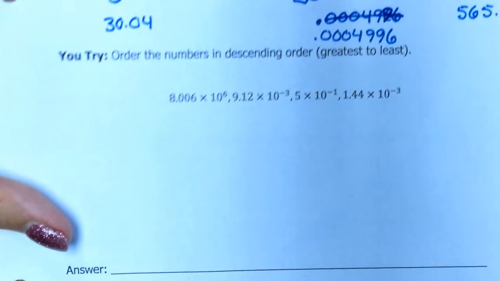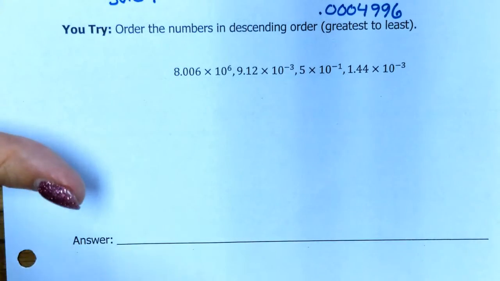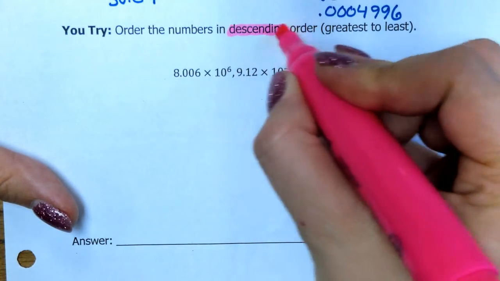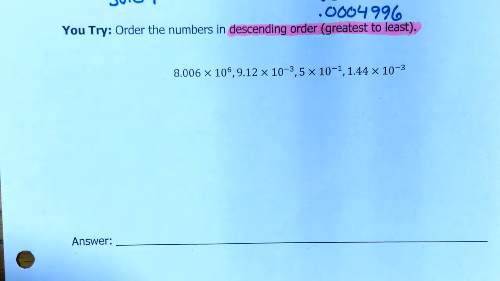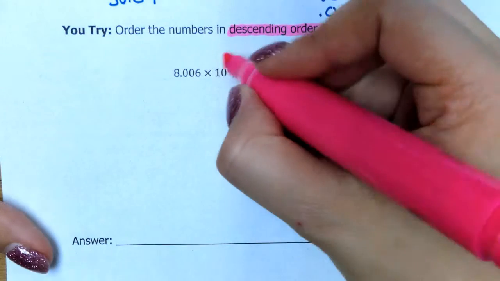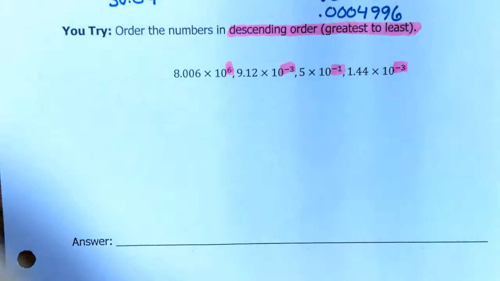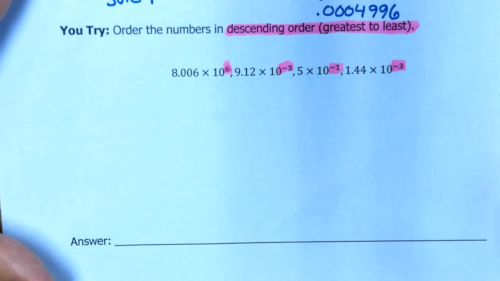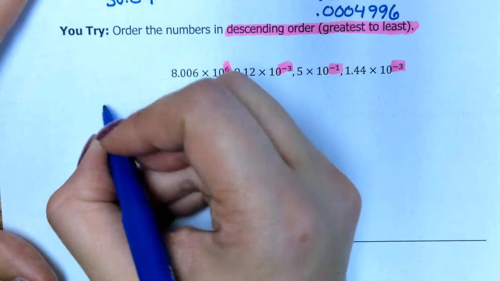Alright, let's look at the next one. So this one is you want to order the numbers in decreasing order. And decreasing order is greatest to least. So we're going big to small here. So the first thing, again, that I want to do is I want to make everything into standard notation. Then I'm going to stack up my numbers, because that's how we compare. So let's make them all into standard first.